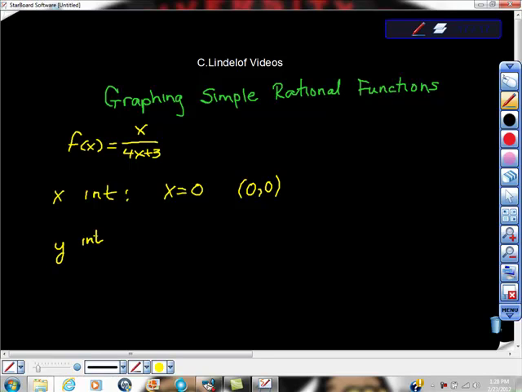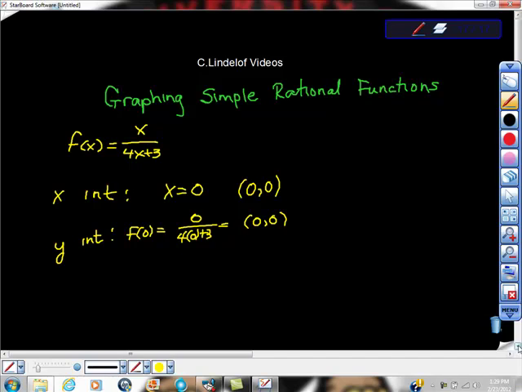And y-intercept? Can you see how it's the same thing? Because the y-intercept is f of 0, isn't it? And f of 0 would give us 0 over 4 times 0 plus 3. So in this case, it's also (0, 0). It's not always true, but in this case it's true, right?